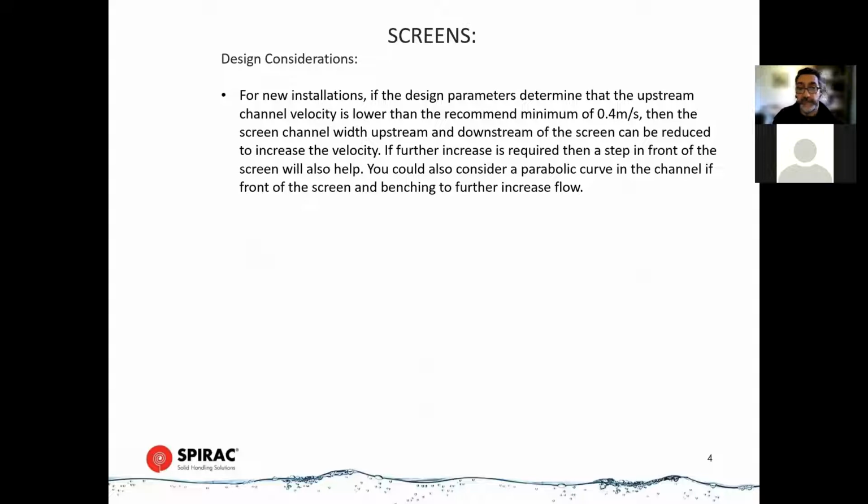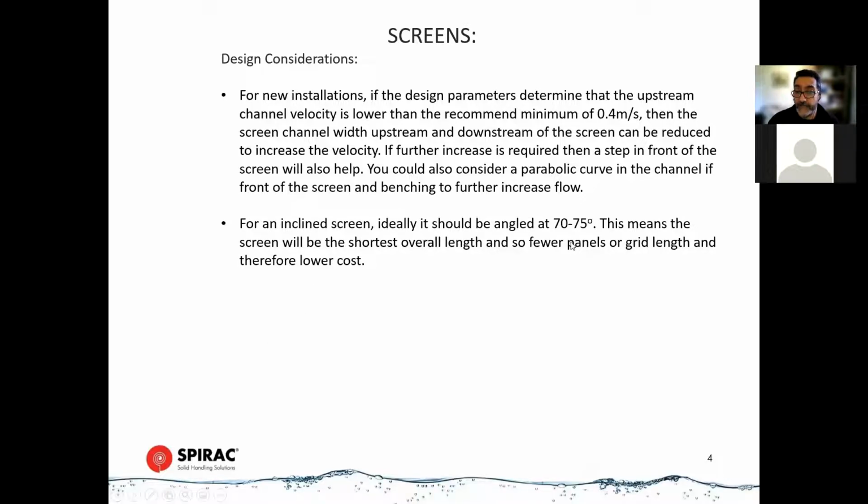Further design considerations. For designing new installations, if the design parameters determine the upstream channel velocity is lower than a recommended minimum of 0.4 meters per second, then you can reduce the width of the channel upstream and downstream, so that you can actually increase that velocity. And I'll show you how that can be done in a minute with a couple of examples. Also, you can add a step in front of the screen to aid the flow. You could also put a parabolic curve or benching in the channel in front of the screen to further increase the velocities.